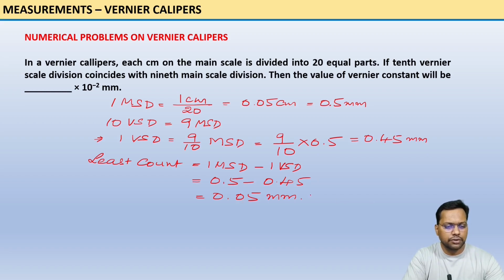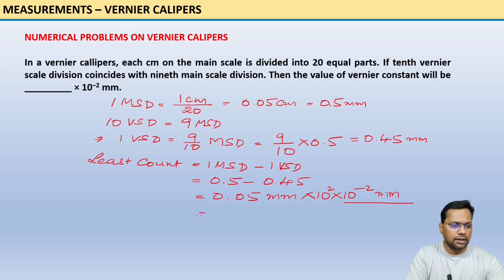Therefore you multiply and divide with 10 power 2. So it will be 10 power 2 divided by 10 power 2. So if it comes to numerator, it will be 10 power minus 2 millimeter. So this should be taken out, and if you multiply 10 power 2 with the 0.05, it will be 5 into 10 power minus 2 millimeter. So this is one way.